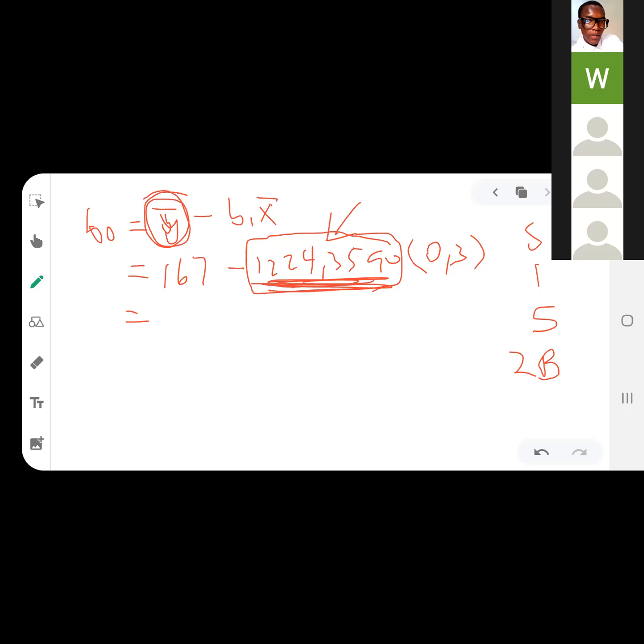You press AC or the power button. And then you punch this 167 minus, and then you are not going to punch this value. You will press ans. Ans is the answer, the ans button, which is before the equal sign. And then you open the bracket, you punch 0.3, you close your bracket, and then you press equal sign. What is the answer? Your values will be very accurate.